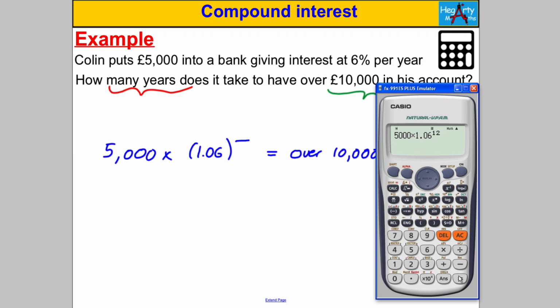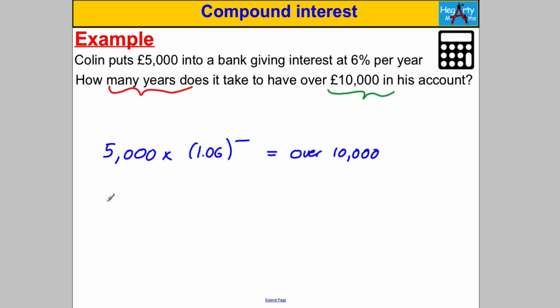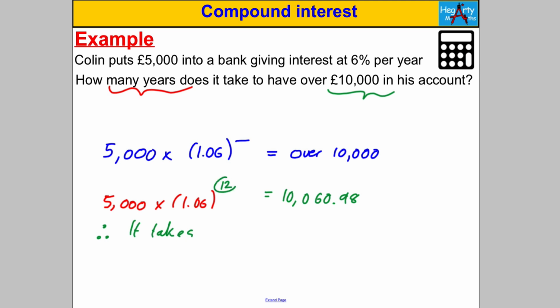So we're going to tell the examiner that we found that, and we got ourselves the answer £10,060.98. Therefore, the answer to the question is it takes 12 years. And that's a quite tricky question, but if you just keep your wits about you, it's not too bad. That's it for this video. Thanks for watching.